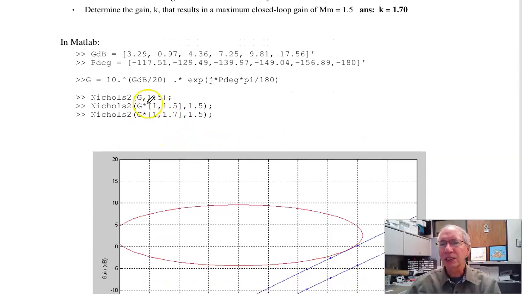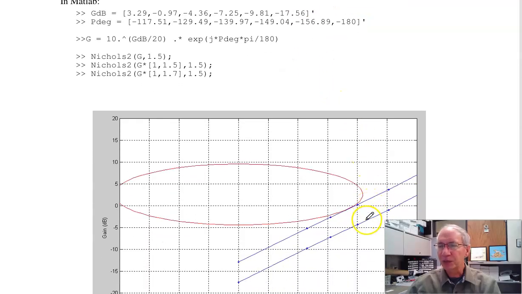I'll draw the Nichols chart with my M circle. I want to know when is the M circle 1.5, and that gives me this curve. Then it's just guess again, where am I tangent? So this is G, this is k times G. To be tangent, I want k of about 1.7, so that's the gain to make the resonance 1.5.